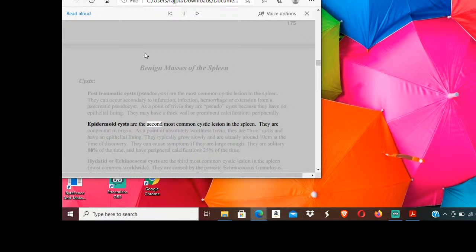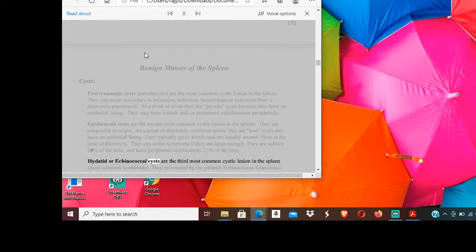Epidermoid cysts are the second most common cystic lesion in the spleen. They are congenital in origin. As a point of absolutely worthless trivia, they are true cysts and have an epithelial lining. They typically grow slowly and are usually around 1 cm at the time of discovery. They can cause symptoms if they are large enough. They are solitary 80% of the time and have peripheral calcifications 25% of the time.